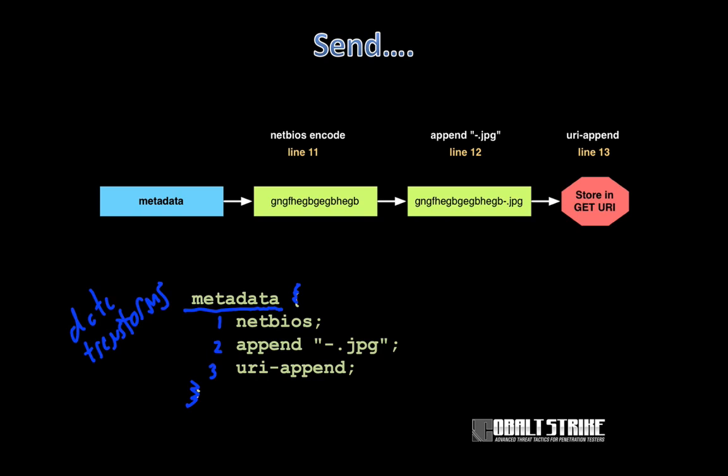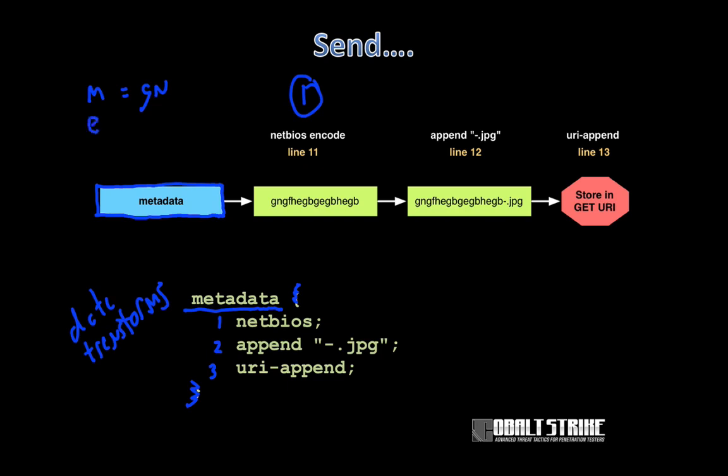So our beacon wants to send metadata as part of an HTTP GET client request. So it's the client side of the beacon trying to download tasks. So we want to send this metadata. The first step we take is to NetBIOS encode that data. And NetBIOS encode is a way of taking a single byte and representing it with 2 characters in the English alphabet or the Roman alphabet.